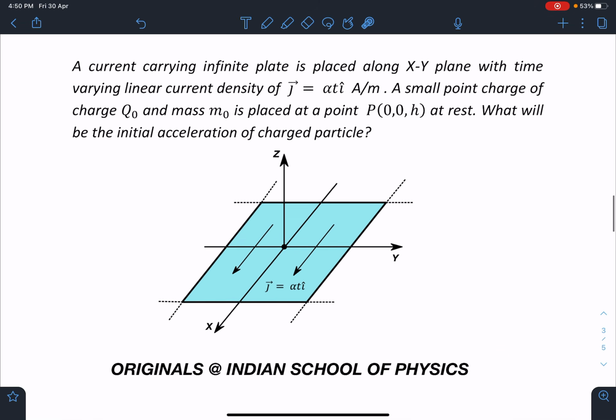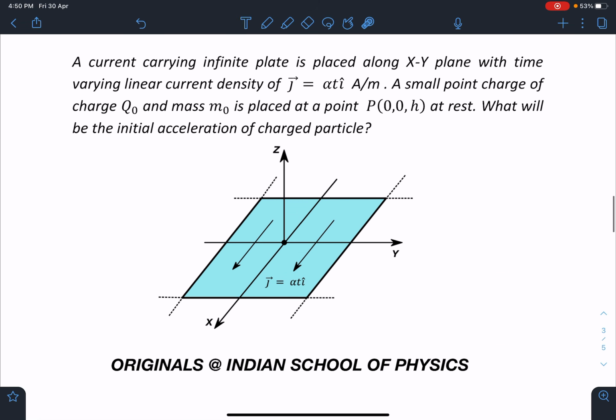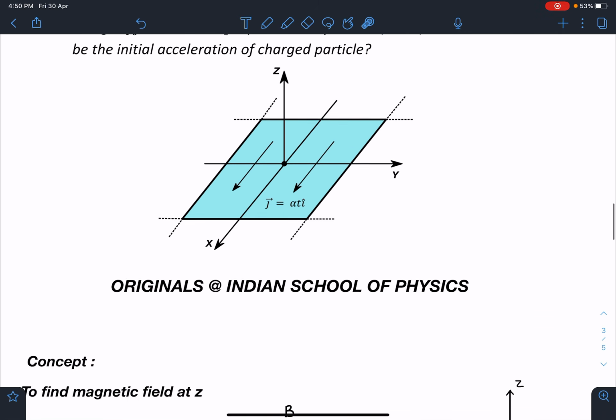So here is the statement of this problem. It's an original problem. A current carrying infinite plate is placed along the xy plane with the time varying linear current density of vector j equals alpha t i cap. So current is flowing along the i cap direction, and it is ampere per meter, so it is current per unit width. All right. A small point charge of charge q naught and mass m naught is placed at point (0, 0, h) at rest. What will be the initial acceleration of the charged particle?